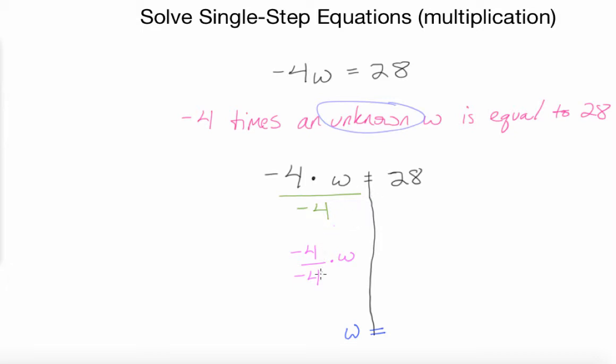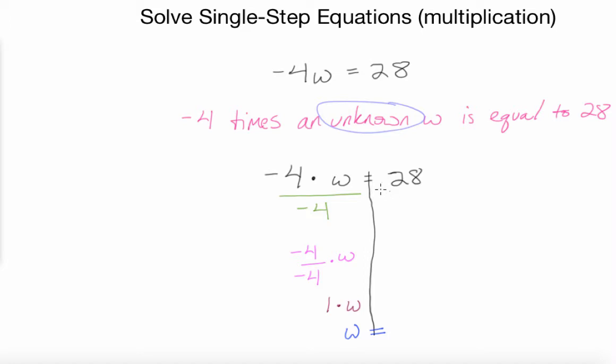Well, what happens to negative 4 divided by negative 4? Negative 4 divided by negative 4, any number divided by itself just turns into 1. So I have 1 times w, and we've seen that anything times w is just itself. Any number times 1 is just itself. So when I divided, I did the opposite step and undid the multiplying by negative 4. But we got to go back and do the same thing to both sides. We didn't do that here.